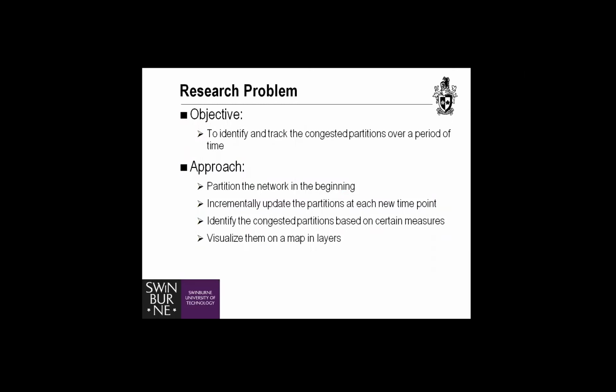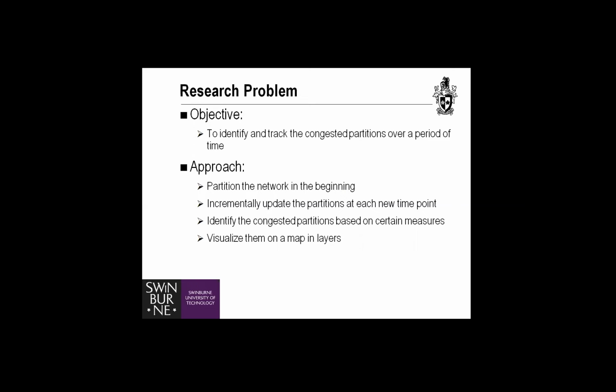So our research problem is to identify and track the congested partitions over a period of time. Basically, we first start with partitioning a road network so that we get different subnetworks which have homogeneous congestion inside, but are very different from the congestion occurring in other subnetworks. As I showed in the previous figure, there were 4 different subnetworks, each with homogeneous congestion inside, and they differ from each other.